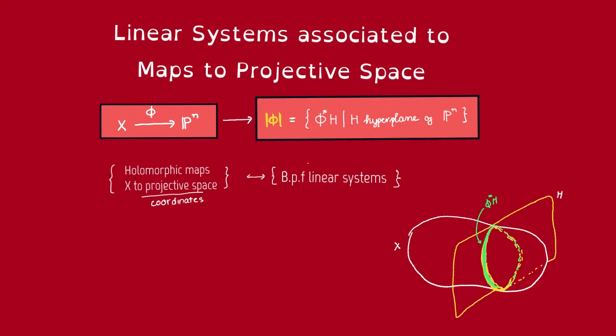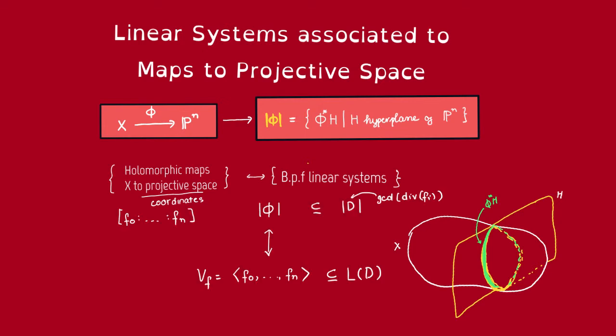The answer is that this is a base point free linear system, and all base point free linear systems arise this way. So this will give us a bijective correspondence between holomorphic maps from X to projective space up to coordinate change and base point free linear systems. This allows us then to think of maps to projective space as base point free linear systems interchangeably.